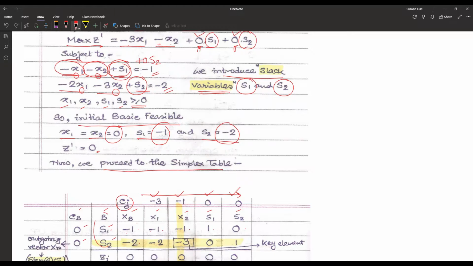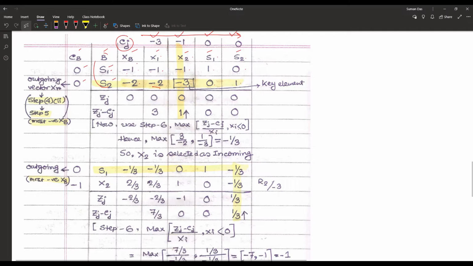For the second row, the coefficient of x1 is equal to -2, the coefficient of x2 is equal to -3, the coefficient of s1 here must be 0, and for s2 that is +1. So we are writing it here in the table. For x1 that is -2, for x2 that is -3, for s1 0, and for s2 that is 1. So at that moment we proceed to the calculation.